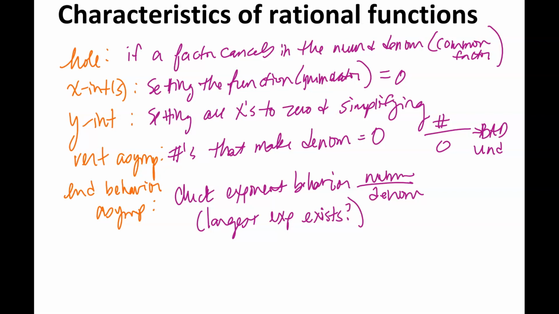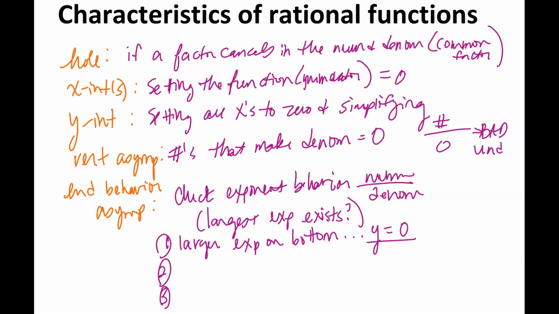Okay, so there's 3 rules. All right, 1, 2, 3. So the first thing is if we're comparing exponents and we're looking at the top and the bottom, there is potential for there to be a larger exponent on the bottom, aka denominator, right? And if you have a higher power on the bottom, then you are always going to have a horizontal asymptote on the axis. So y equals 0 will always be that asymptote, just like the parent functions above, okay?